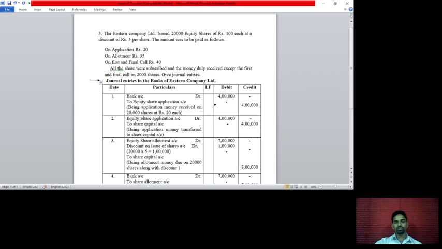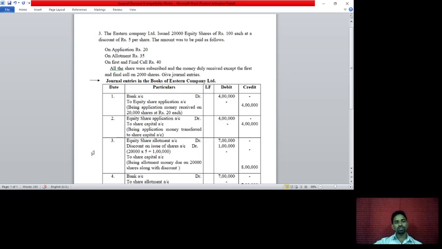Bank account debit rupees 4 lakh to equity share application account credit rupees 4 lakh. You know how the 4 lakh came: 20 into 20,000 is 4 lakh. Being application money received on 20,000 shares at rupees 20 each. Whatever is received is transferred to share capital. Now we pass the journal entry: equity share application account debit rupees 4 lakh to share capital account credit rupees 4 lakh. The narration is being application money transferred to share capital account.